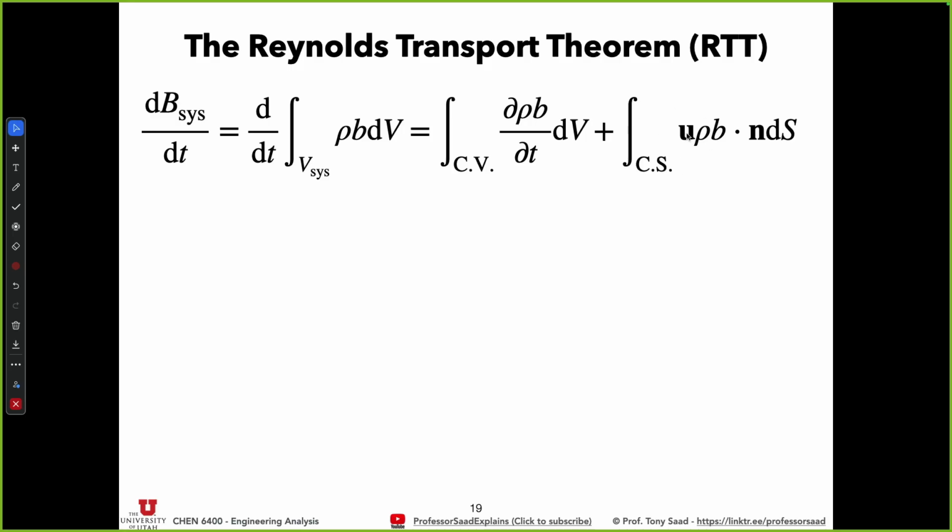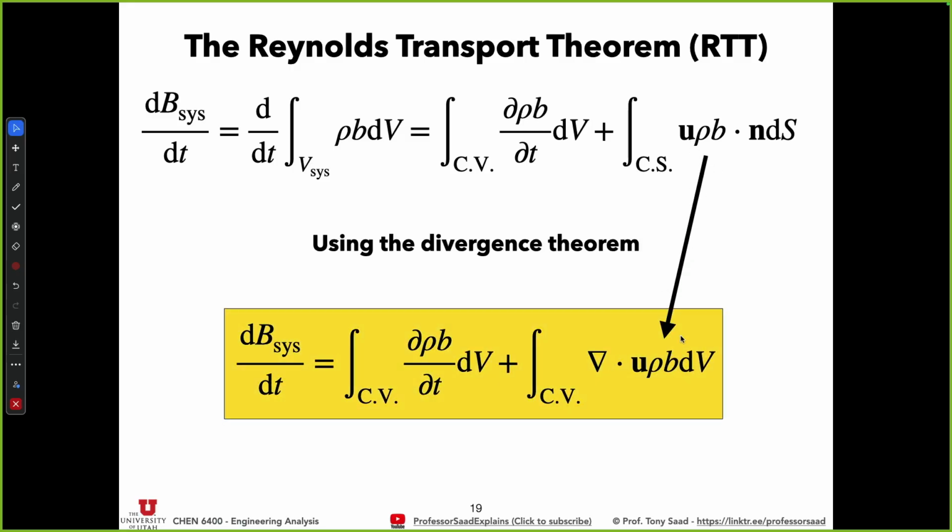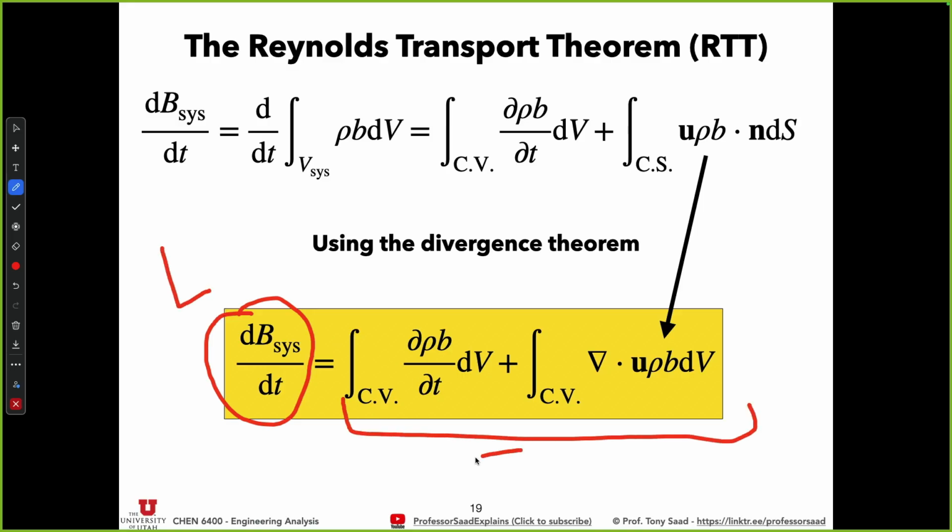Now remember the divergence theorem. This integral of u rho b dot n dS, that's the advective flux of rho b being advected by the velocity field into the volume. I can use the divergence theorem to convert this into a volume integral. And now I have the integral of div(u rho b) dV, and I have only volume integrals relating the Lagrangian form on the left. So this is the Lagrangian form, and this is the Eulerian form.